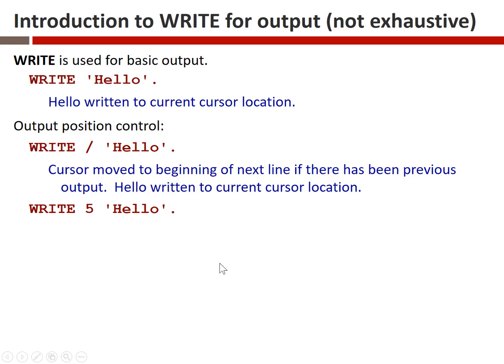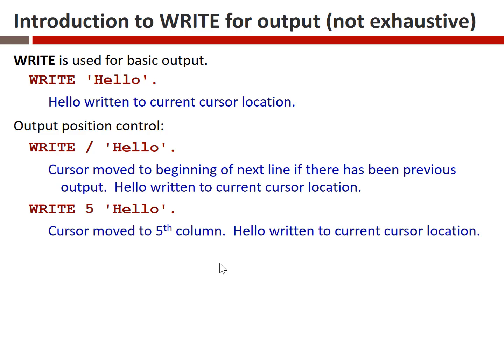Well, moving right ahead, write, and in this case, I've just arbitrarily picked the number 5, hello. And in this case, the cursor gets moved to the 5th column. And so hello will be written to that current cursor location.